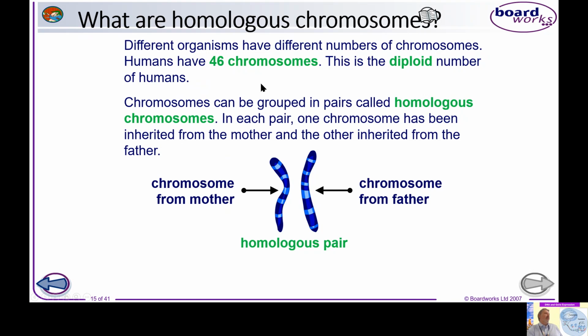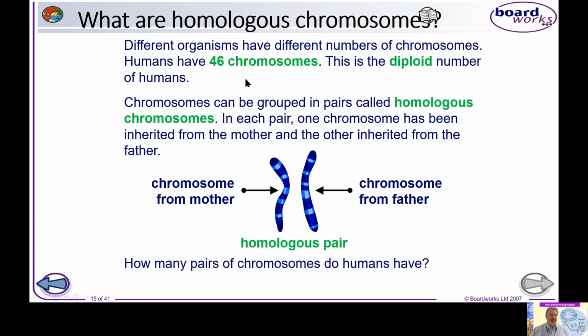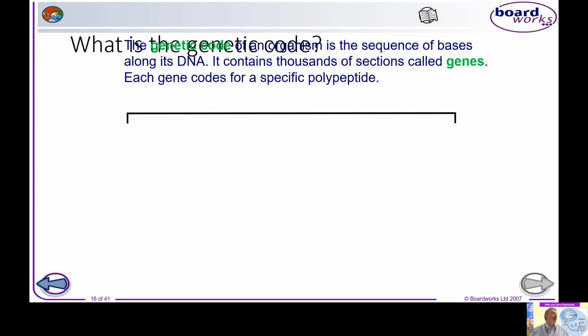What are homologous chromosomes? Different organisms have different numbers of chromosomes. Humans have 46. This is diploid. Chromosomes are grouped in pairs called homologous. In each pair, one chromosome has come from the mother and one from the father. So in effect, we have 23 chromosomes from the mother and 23 from the father, paired up. But it's not quite as simple as that. So we've got 23 pairs.